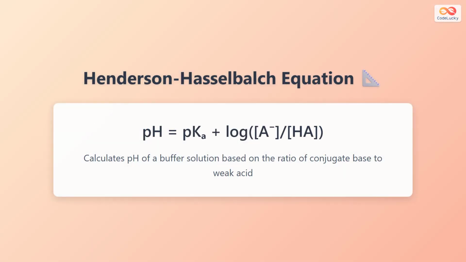The Henderson-Hasselbalch equation is the mathematical tool we use to calculate the pH of a buffer solution. The equation states that pH equals pK plus the logarithm of the ratio of conjugate base concentration to weak acid concentration. This equation shows us that buffer pH depends on two factors, the pK of the weak acid and the ratio of the two buffer components. It's an essential formula for anyone working with buffers.